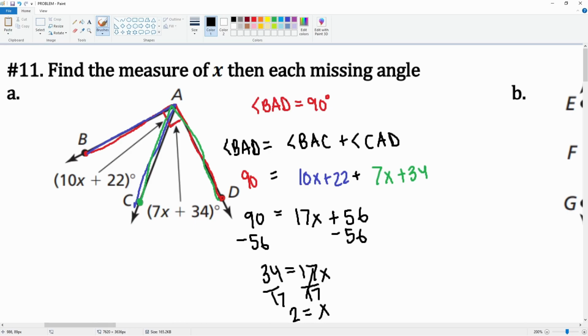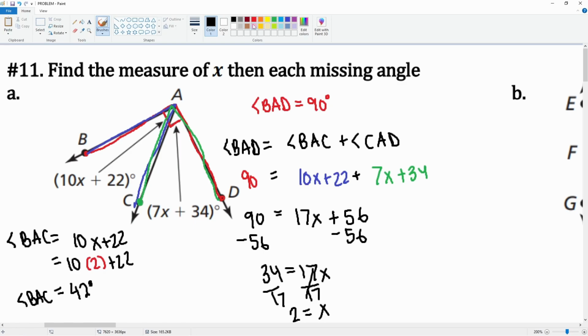Okay. Now you want to find the missing angle though. We already know that angle ABD is 90 degrees. So let's find angle BAC. That is 10x plus 22. Let's substitute in that 2 that we solved for the x and evaluate. 10 times 2 plus 22 is 42. So we can say angle BAC is 42 degrees.